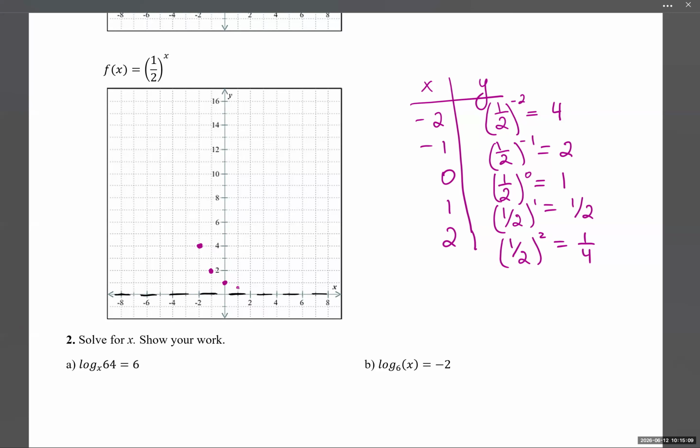Plot the points and connect the dots with a smooth curve. As always, do not cross the horizontal asymptote.